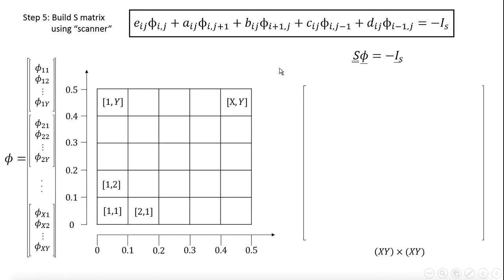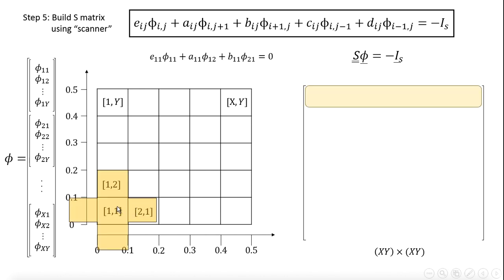So let's see. We're going to use what I call a scanner, which is the shape that we saw before, of a cross. Now, what's important here is the cell in the middle of the cross. So we're looking at phi 1,1. So if we want to use the entire equation we see above for phi 1,1, what we're going to use is, first of all, E11, which pertains to the middle cell. We're always going to use that.